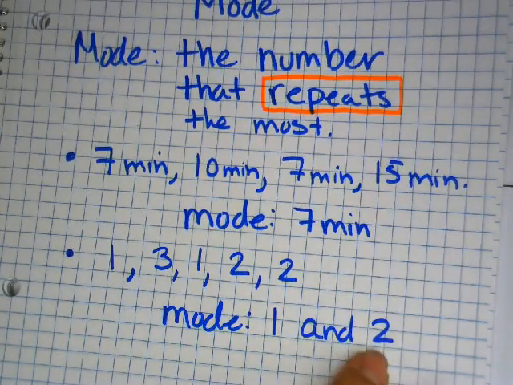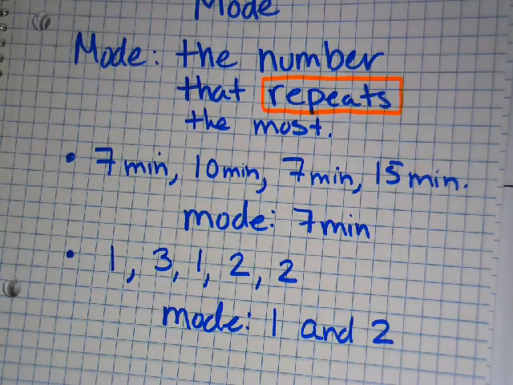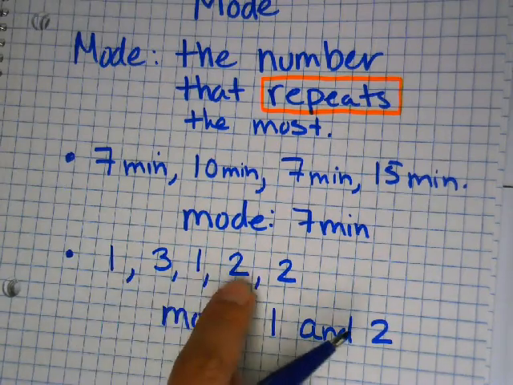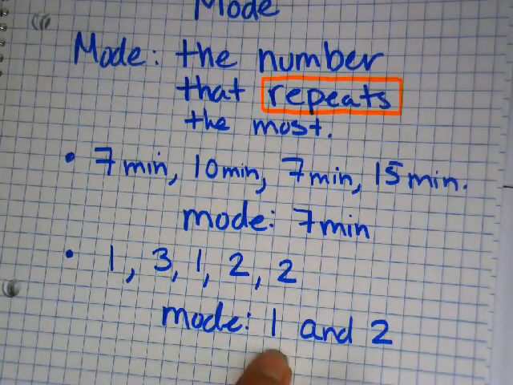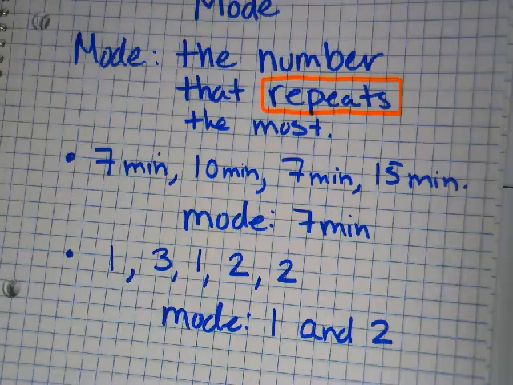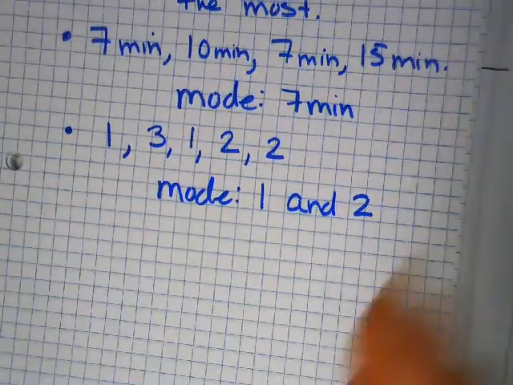1 and 2. So sometimes you have 2 numbers that repeat the same amount. This one repeated and this one repeated. So our mode is 1 and 2. Sometimes you can have more than 1 mode.